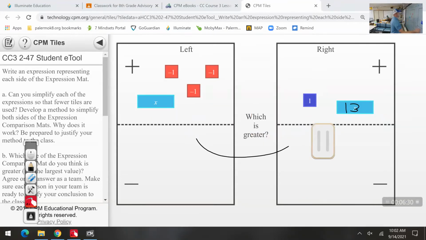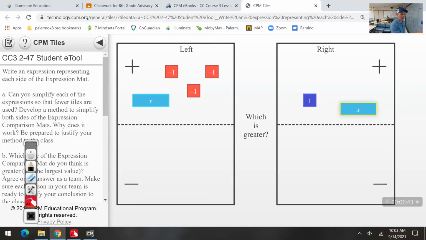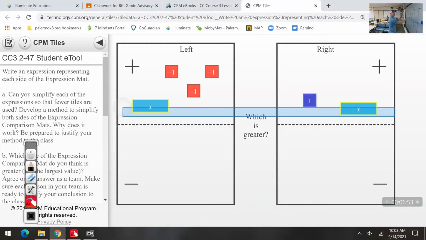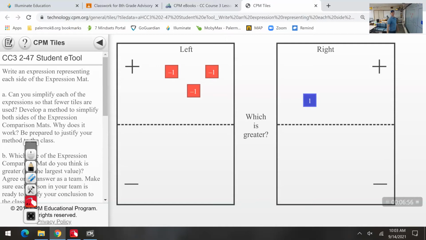So question, what if I notice, Mr. McCoy, that this x and this x kind of cancel each other out, right? Because whatever I do to this side, I'm also doing to this side. So what if I just pretended that they weren't there? Let's take these off the board. Okay, now, I am left with negative 3 and 1.